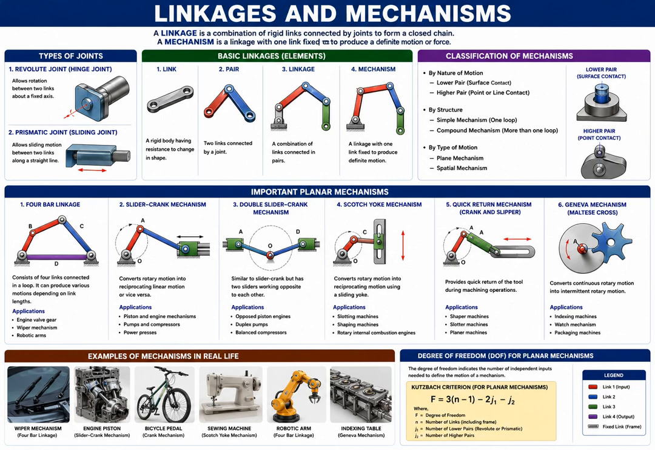First, four bar linkage. This is one of the most common mechanisms in engineering. Four rigid bars are connected in a loop. Depending on link lengths, different motion patterns are produced. Used in robotic arms, suspension systems, and windshield wipers.